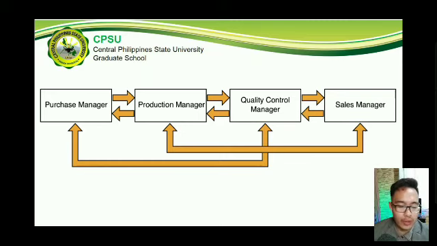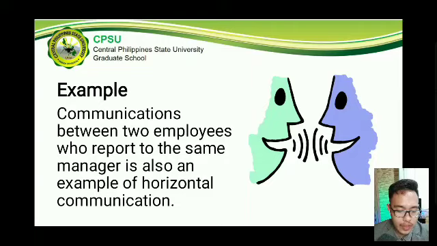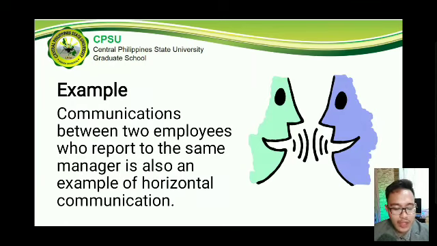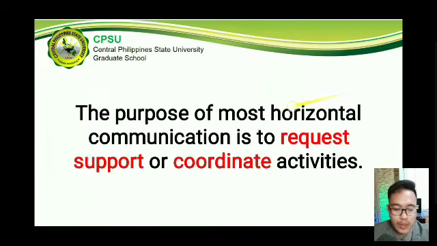By the way, there's another example: communication between two employees who report to the same manager is also an example of horizontal communication. They are of the same level, they work under the same manager, and they communicate with each other. So the purpose of most horizontal communication is to request support or coordinate activities. Effective use of horizontal communication in the workplace can enhance productivity by making information sharing, problem solving, collaboration, and conflict resolution more efficient.